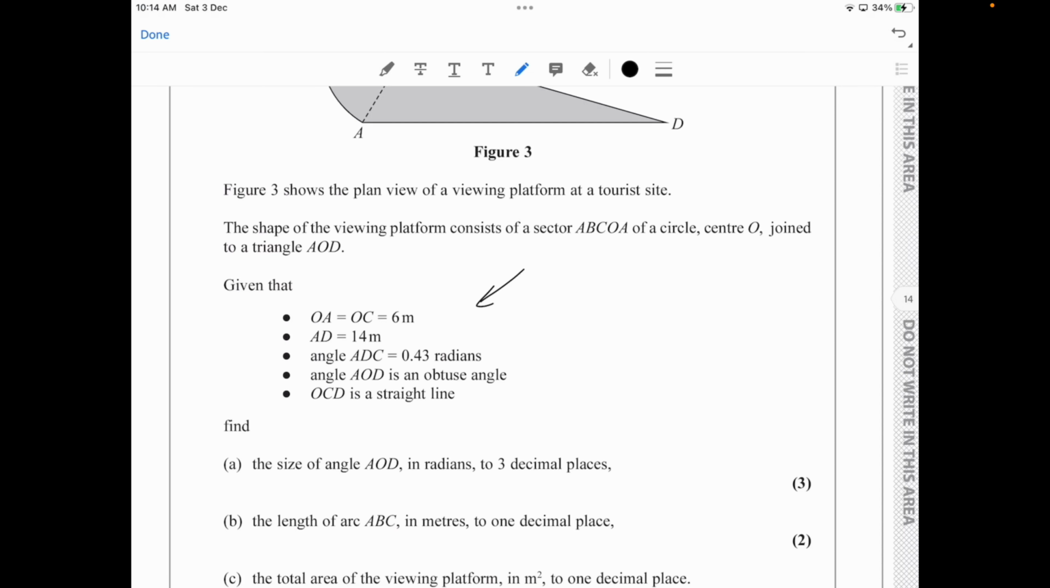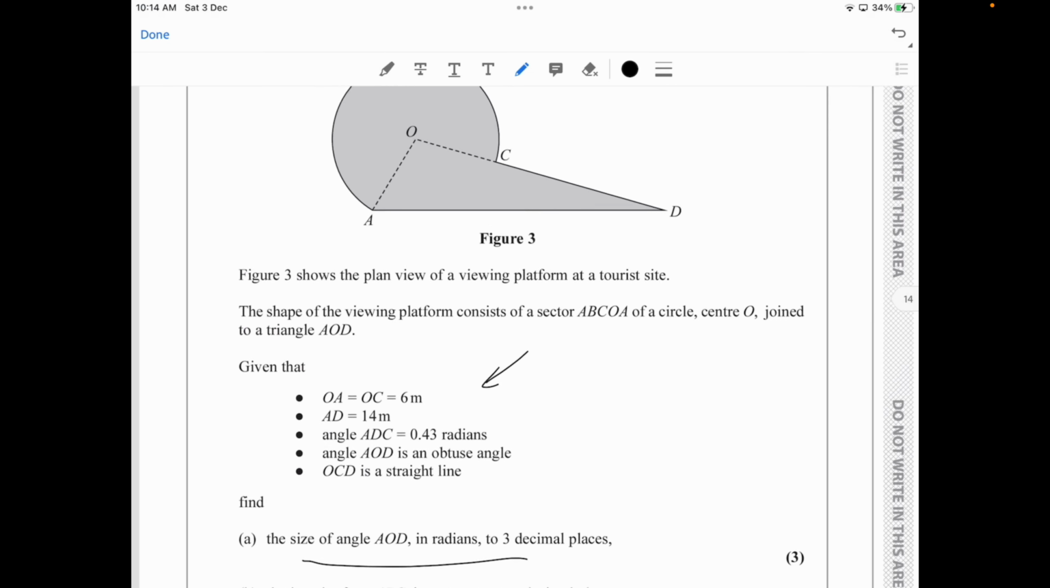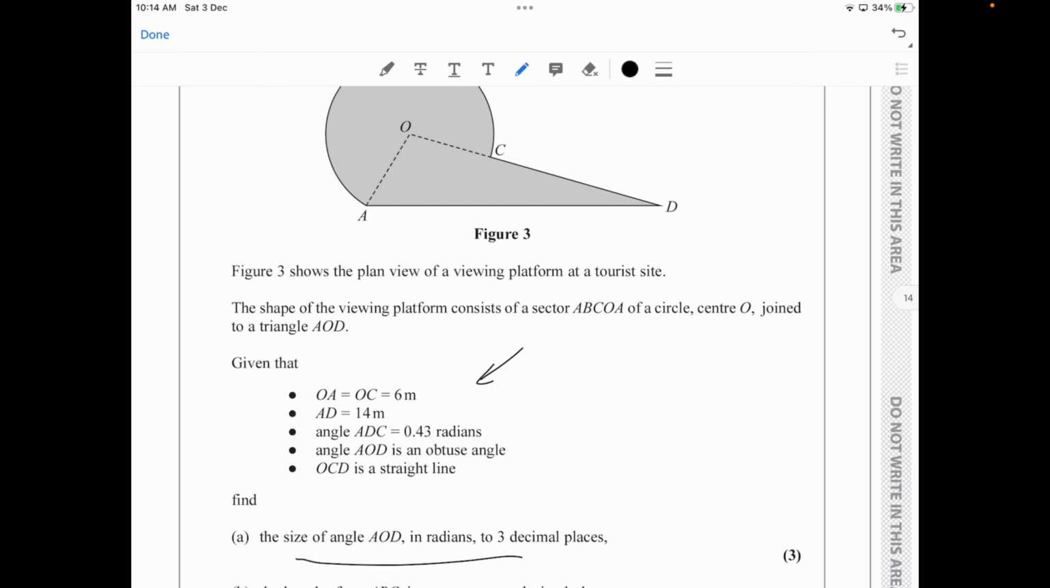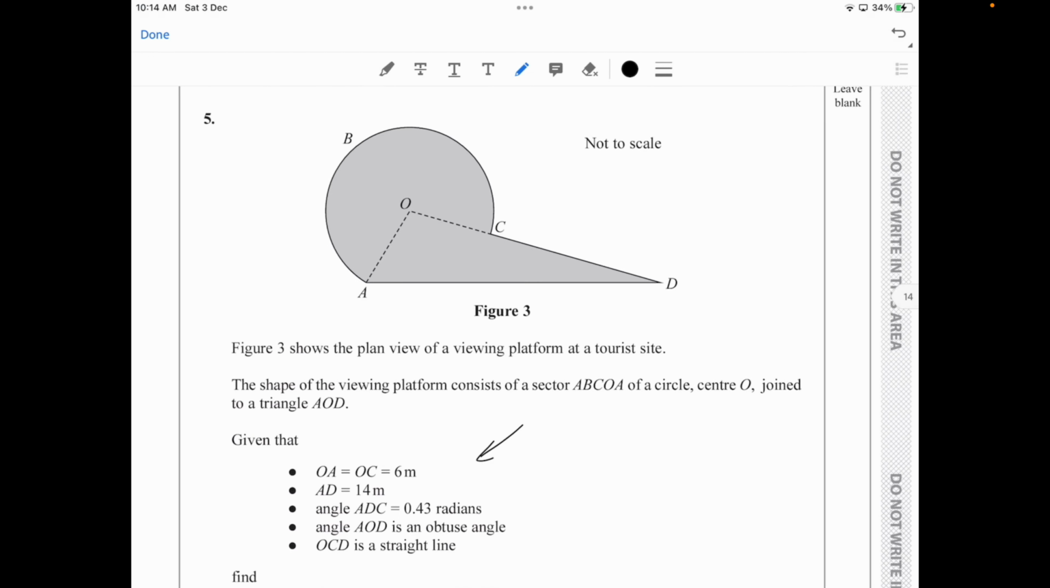And we have to find out the size of angle AOD in radians to 3 decimal places. First of all, I'm going to label the diagram, so it makes it much easier for us to solve this question when we look at the diagram itself. So OA is equivalent to OC. That means they both are 6 meters long. Okay, that's a good start.